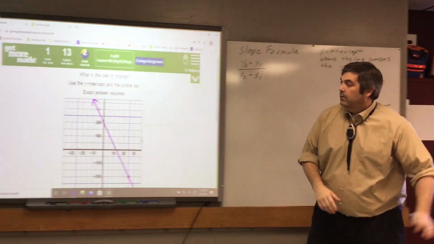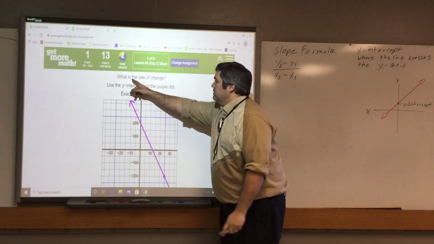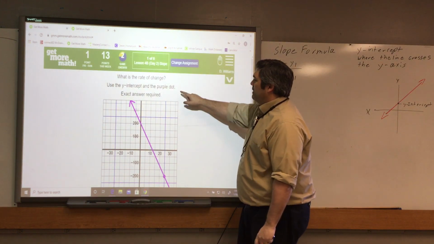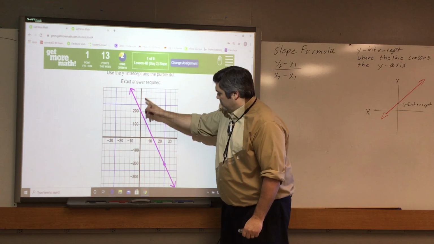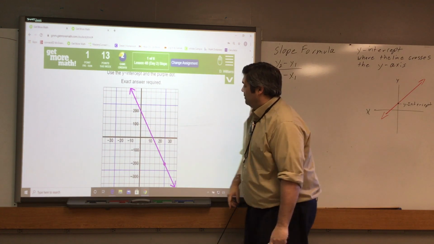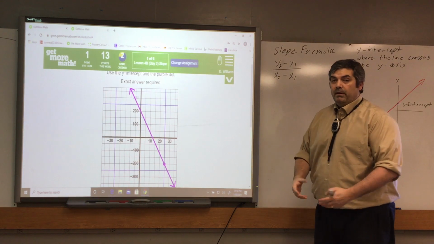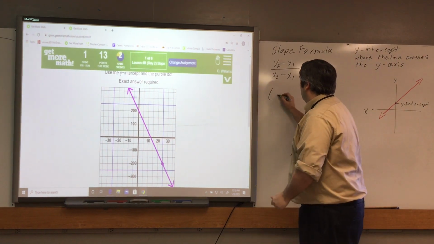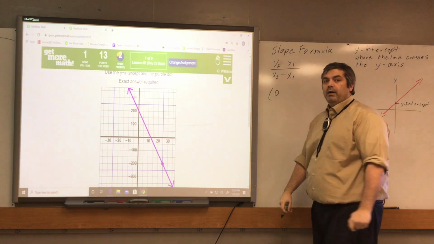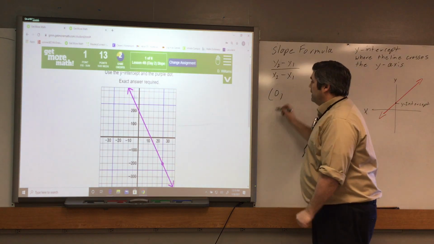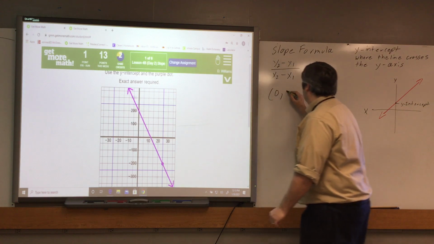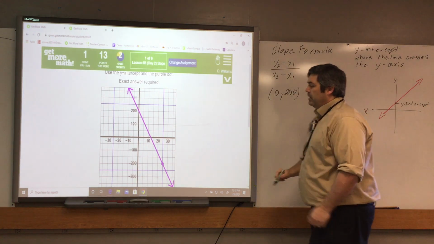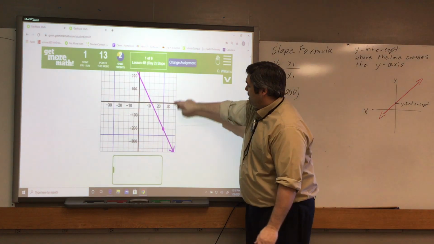Clean that off. Same thing. What is the rate of change? Use the y-intercept and the purple dot. Again, purple dot's down here, y-intercept's right there. Get your ordered pairs. Remember, x is always 0 on your y-intercept. Now all I need is the other point. 200, perfect. 200. Now I'm going to go find my other point, which is down here.